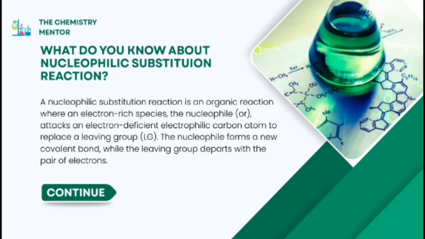So what do you know about nucleophilic substitution reaction? A nucleophilic substitution reaction is an organic reaction where an electron-rich species, the nucleophile, attacks an electron-deficient electrophilic carbon atom to replace a leaving group. The nucleophile forms a new covalent bond while the leaving group departs with the pair of electrons. Think of it like this: one friend leaves the seat and another friend takes the place. That's it. A nucleophilic substitution reaction is basically a replacement reaction.